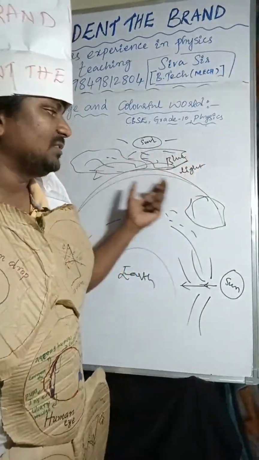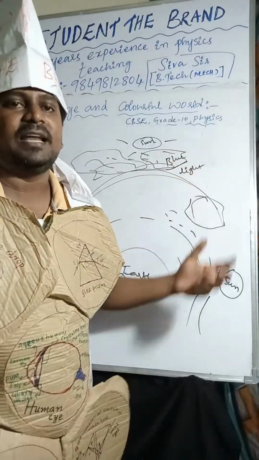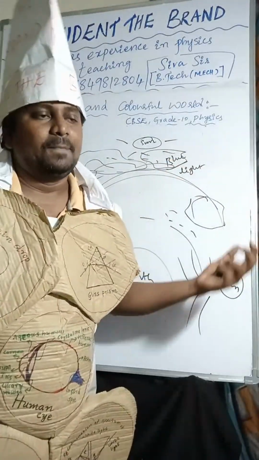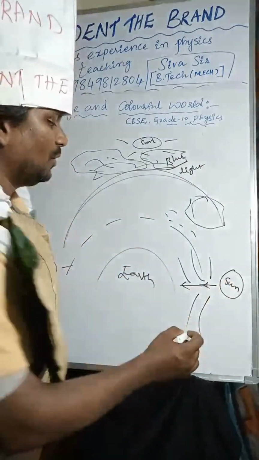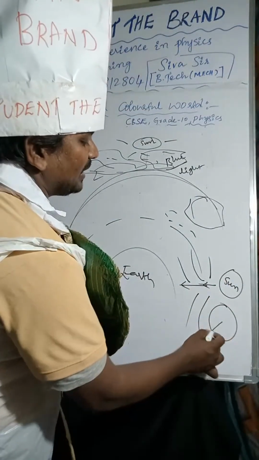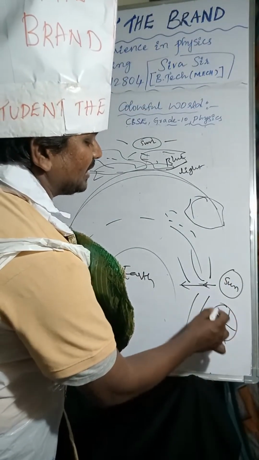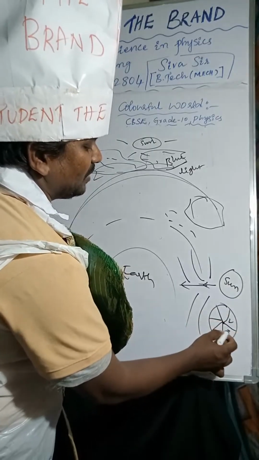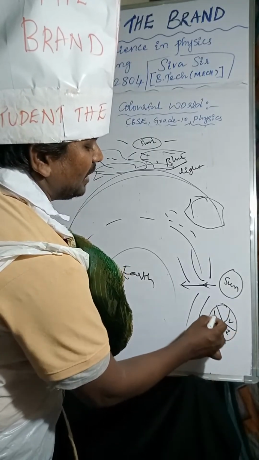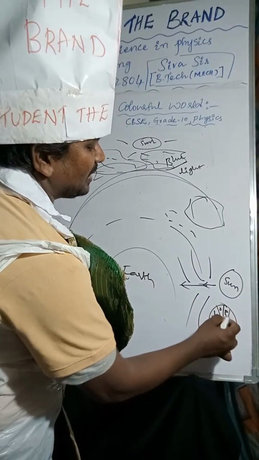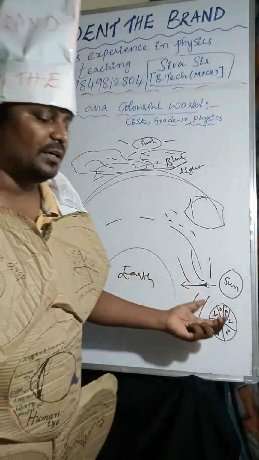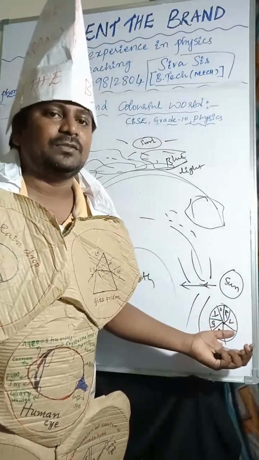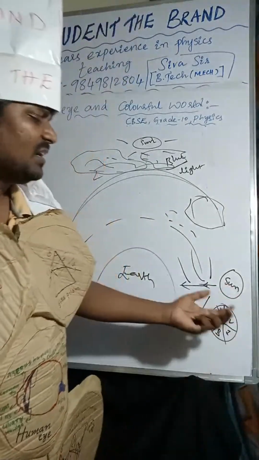That's why all the colors will be mixed. Again, it will come as a white light. You can see the Newton disk. Here you place all the colors: violet, indigo, blue, green, yellow, orange and red. If you rotate it, it becomes white. It appears as a white color because all colors will be mixed.